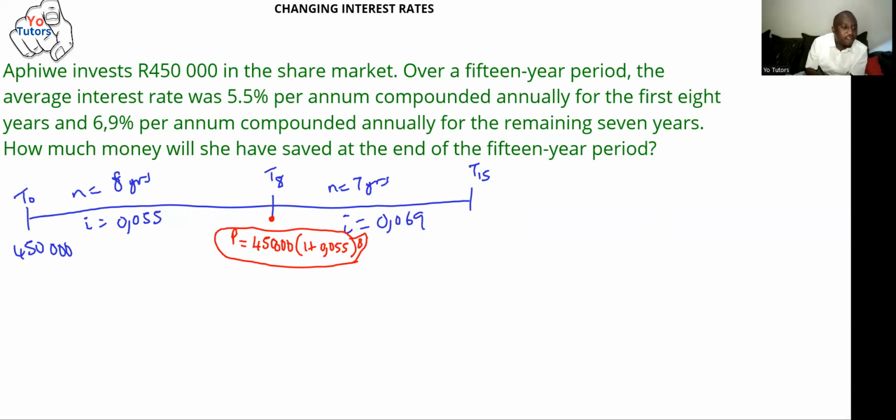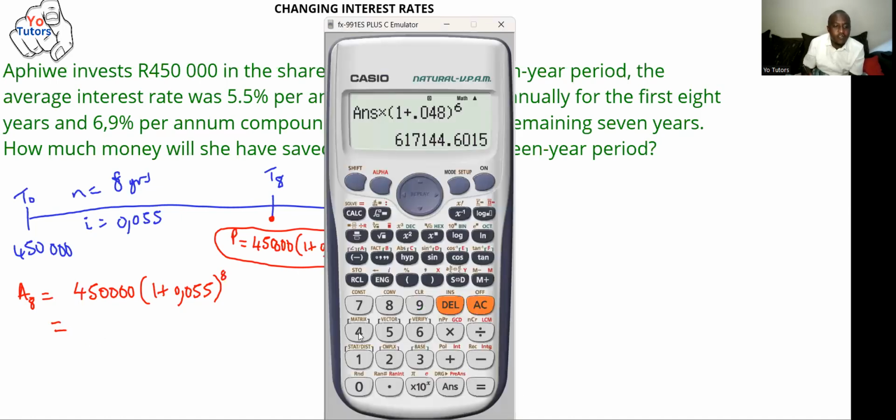Now let's try to get the first accumulated amount here. It's A after 8 years, so we're going to say 450,000 in bracket 1 plus 0.055 to the power of 8. What do we get to the power of 8? Let's see what we get.